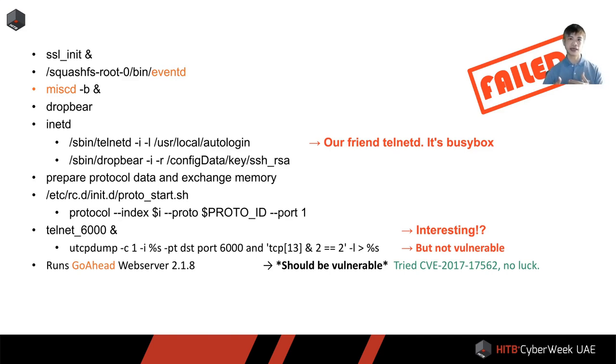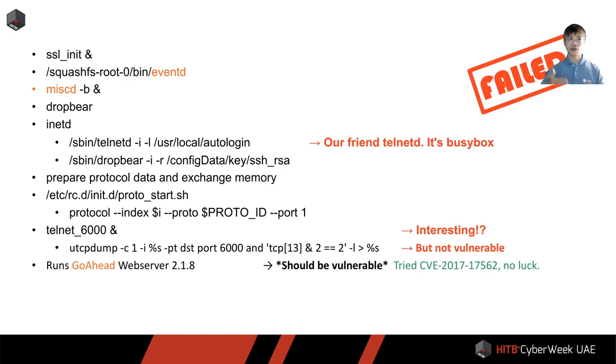Then there is a telnetd that takes our telnet to port 23. It's BusyBox. And there's something very interesting: there is a telnet 6000 that listens for a UDP packet on port 6000. It's actually calling the system call to run a tcpdump command that has a %s. And you know, whenever you have a system call and a %s, there might be a chance to exploit it, but no. The inputs are fixed, so it's not vulnerable. And it's running GoAhead web server 2.1.8, so we googled it a bit and learned that it's vulnerable to CVE-2017-17562. So we have tried it, but it's not vulnerable, so maybe Moxa has already patched it.